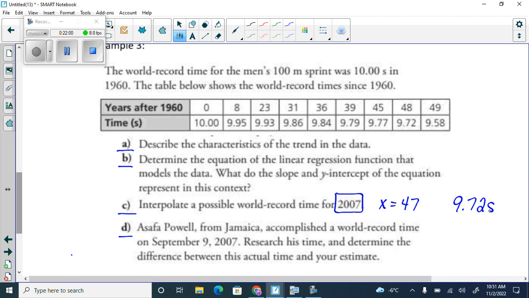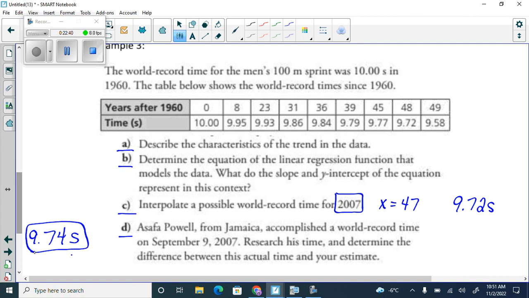Then it said here, a sprinter from Jamaica accomplished a world record time on September 9th, 2007. Research the difference between the actual time and your estimate, which is what you were doing, I know. Did anyone look it up? Yeah, it's 9.74. So, are regressions foolproof? Are regressions always going to give you the perfect answer? No, because unless your R-squared value is 1, almost all the data fits, but it doesn't all fit, right? So it could be a little off. This is actually quite close.